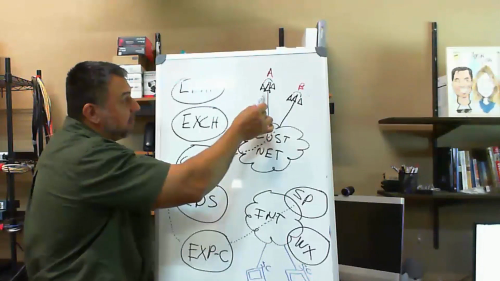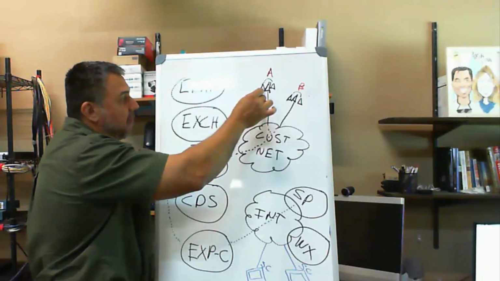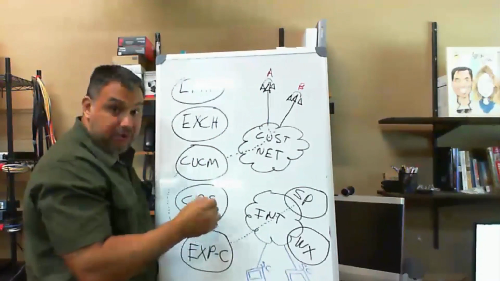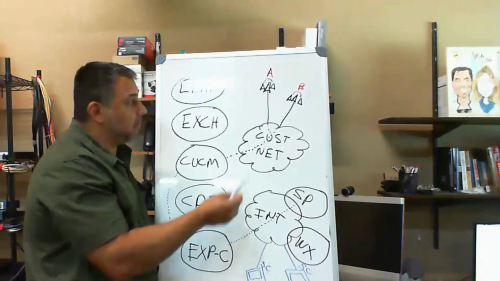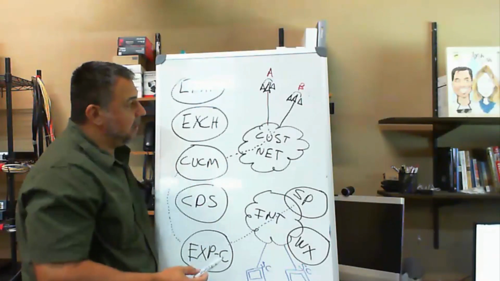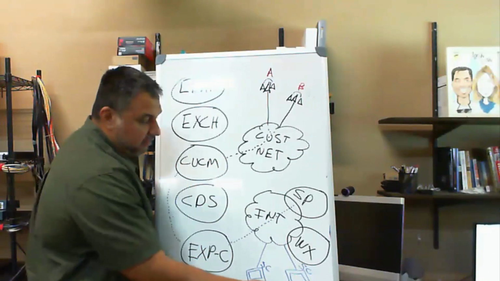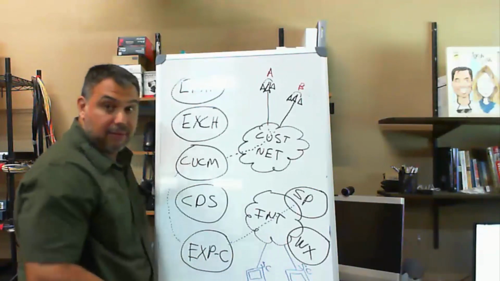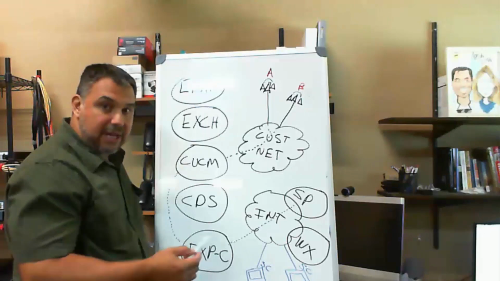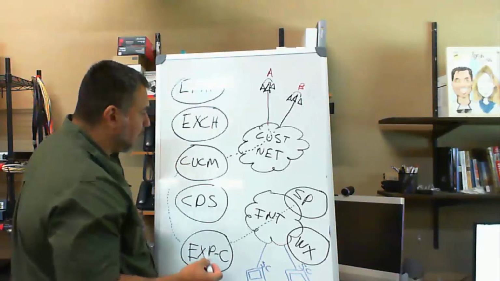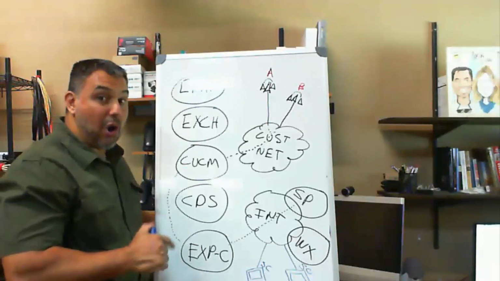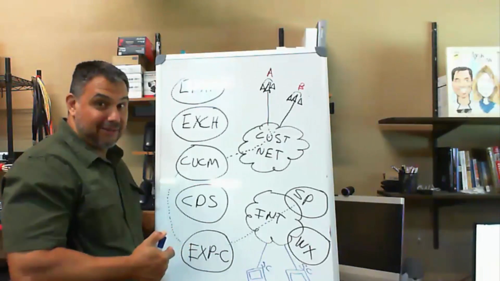User A picks up his desk phone, calls B, calls his DN number, and what's going to happen? Well, B's Spark client will ring as well. Okay? Pretty simple. Think of it again as single number reach. So we just explained the call connect piece.